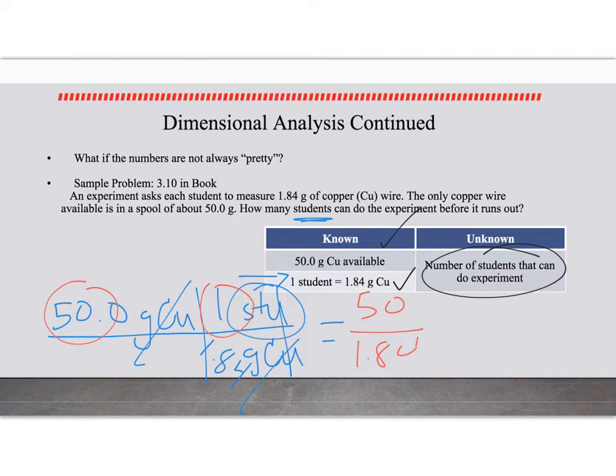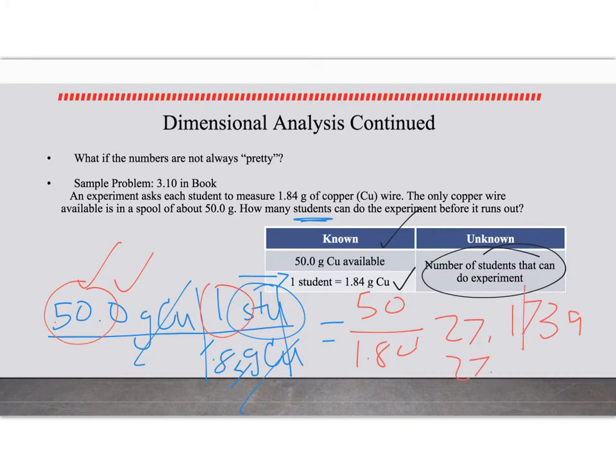That comes out to be about 27.1739. There's more numbers, but that's fine. That's students. However, we need to report our answer in the amount of significant figures. So 50.0: those zeros are both significant because they are after a non-zero number and they are to the right of a decimal. So we have 3 sig figs.